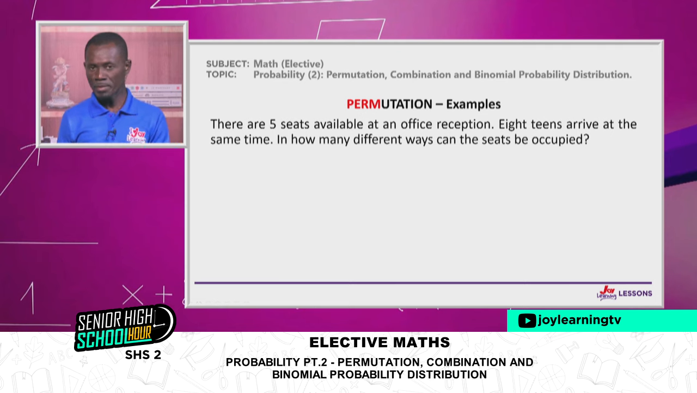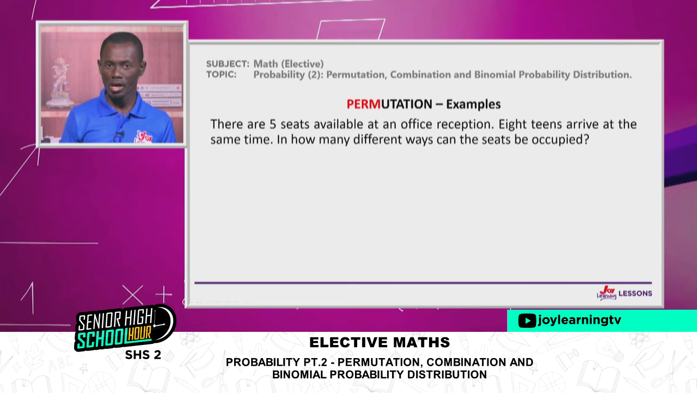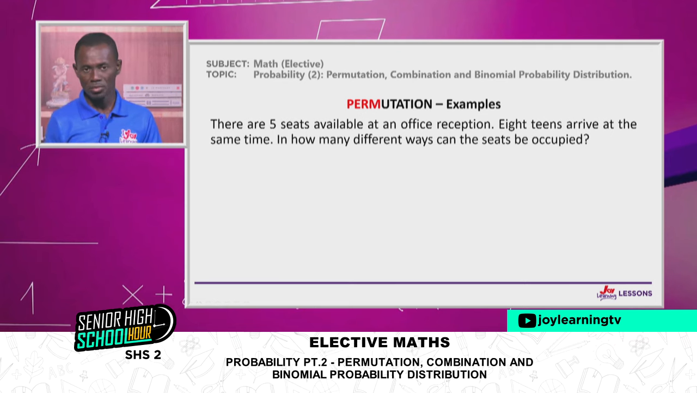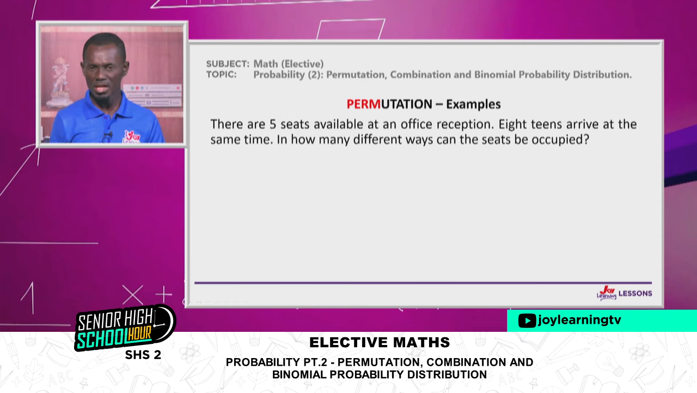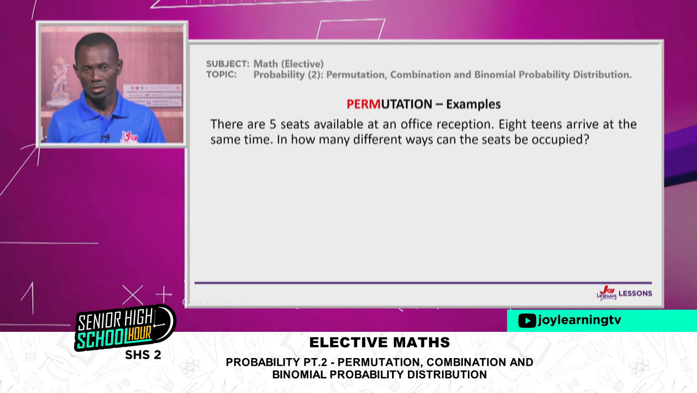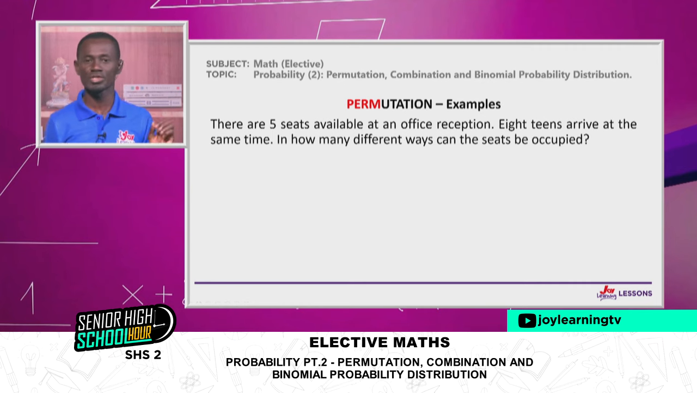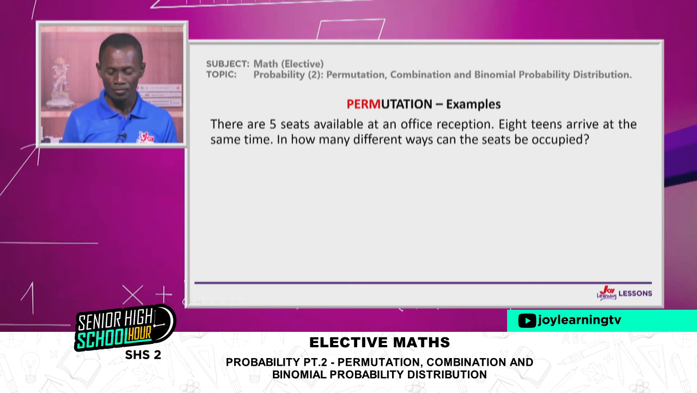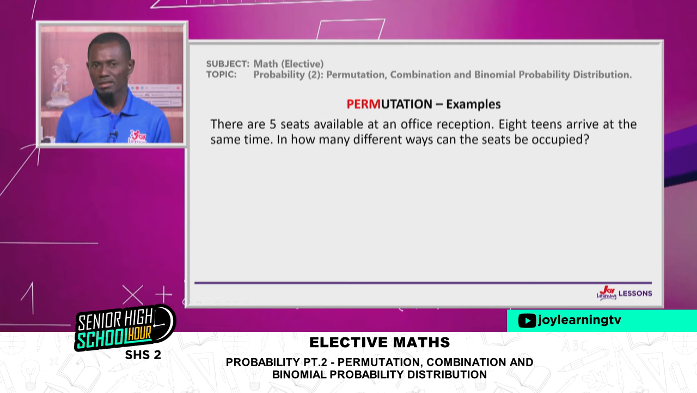It means there are more people than seats. So our n is 8, but we have 5. It means at any given point in time, 3 people will be standing, or 3 people would not have the full complement of the seat if they choose not to share the space. So in how many ways can this be shared?